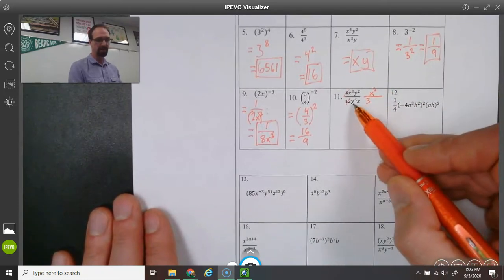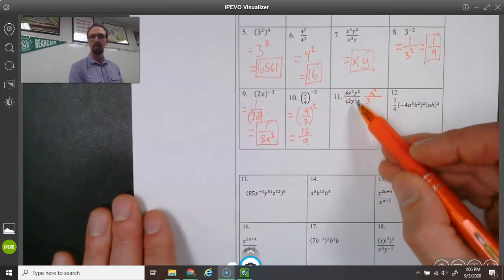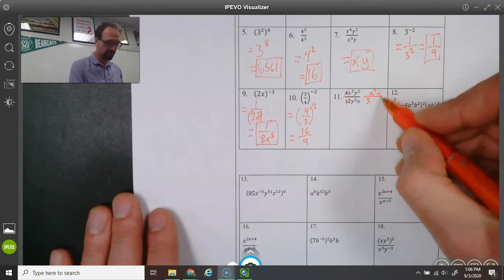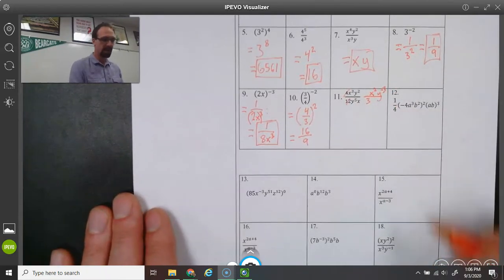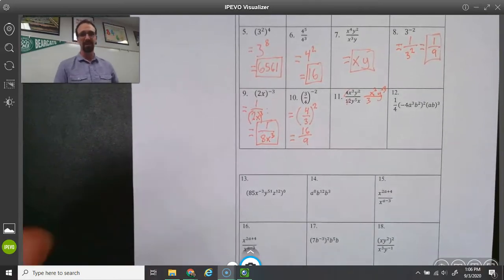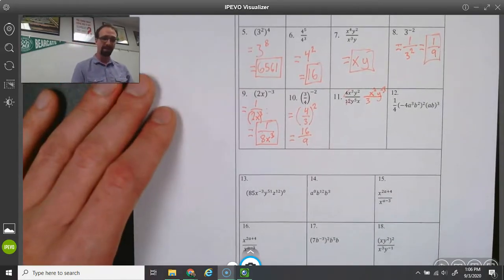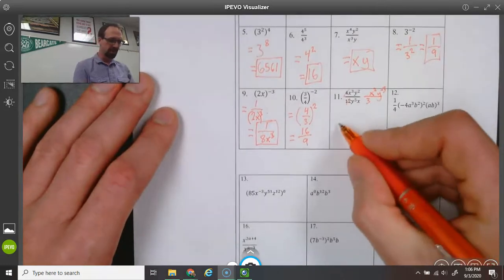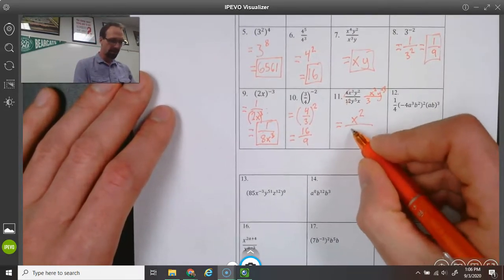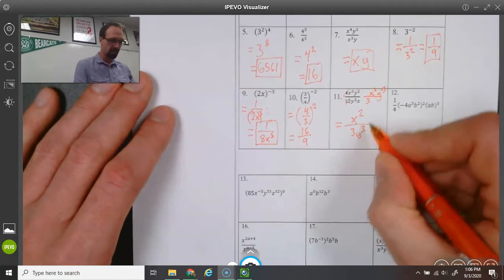And then y to the 5th and y squared. Well, that means if I subtract these two, I end up with negative y to the negative 3rd. Now, we can't leave negative exponents. You never leave a negative exponent in your answer. So that y to the negative 3rd needs to move to the denominator. So cleaning this up, I have x squared over 3y cubed.